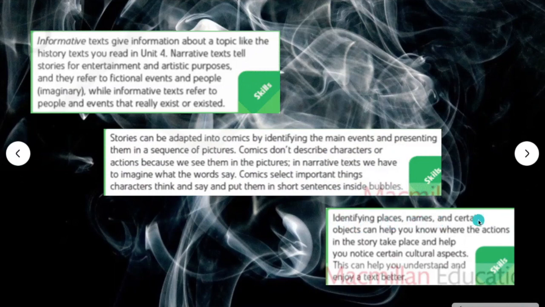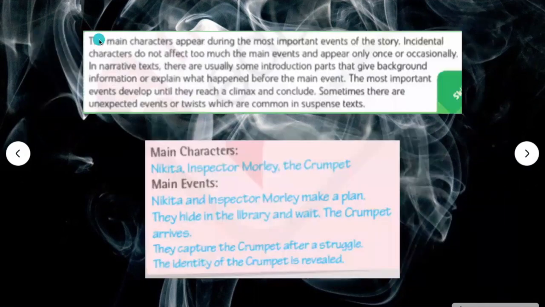Identifying places, names, and certain objects can help you know where the actions in the story take place and help you notice certain cultural aspects. This can help you understand and enjoy a text better. The main characters appear during the most important events of the story, the main events. Incidental characters do not affect too much the main events and appear only once or occasionally.